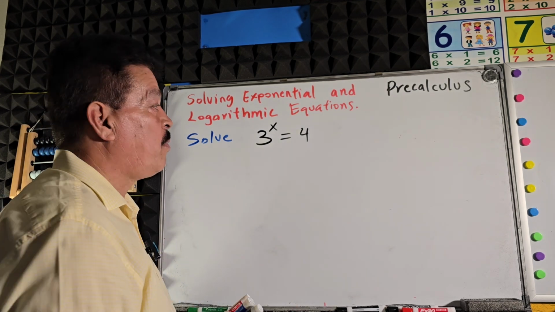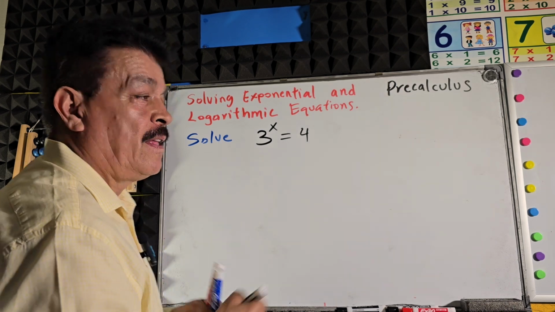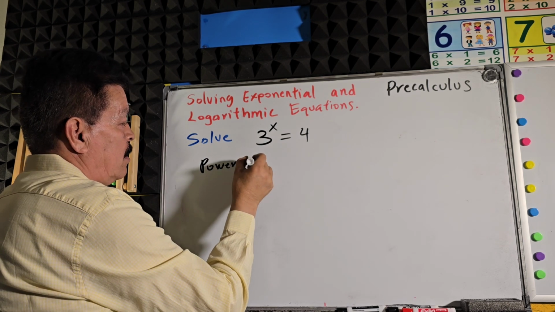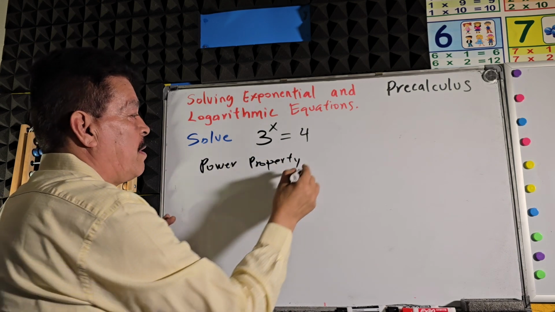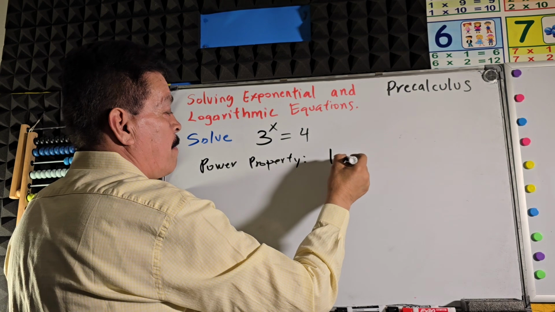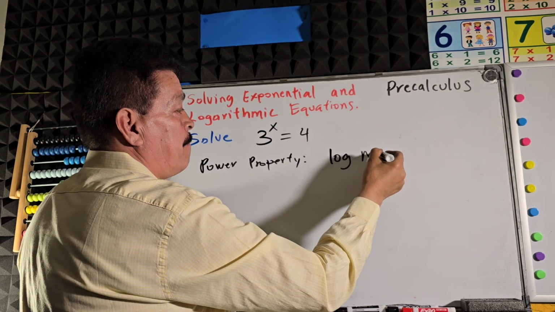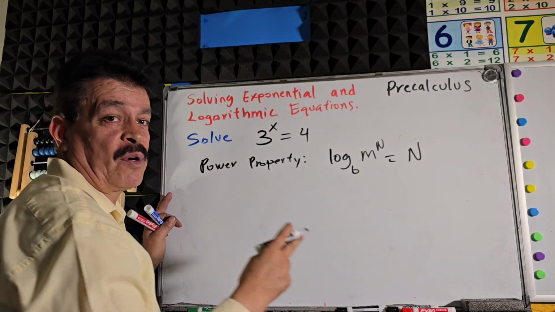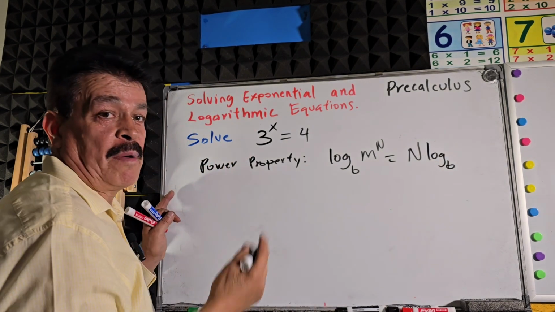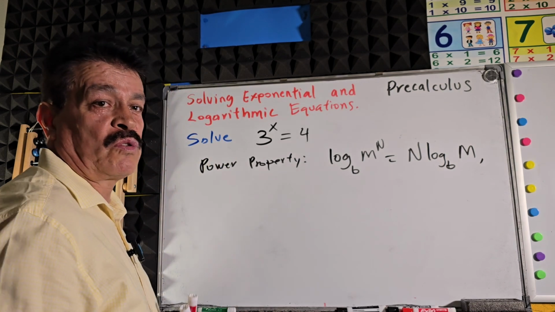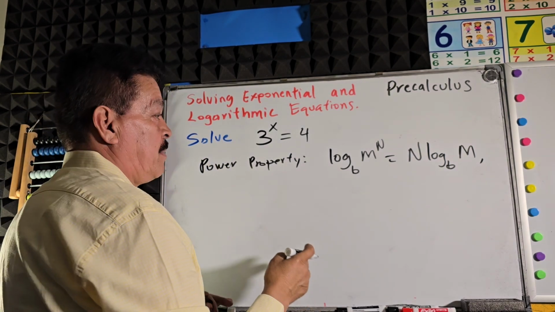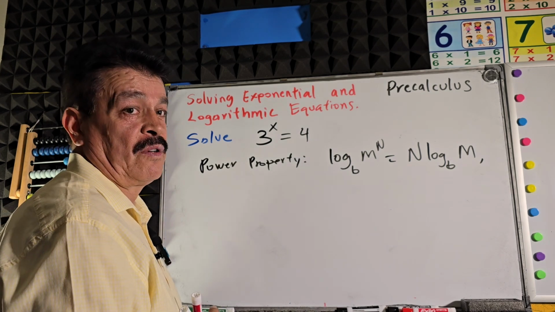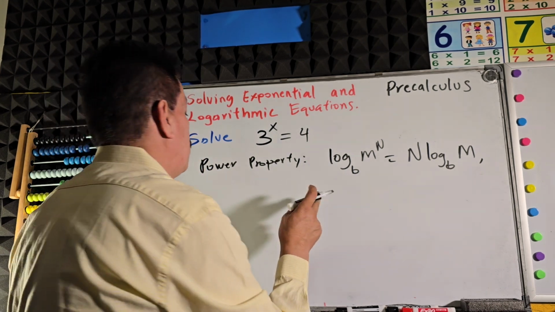We have to remember some properties. Here we have the power property: log base b of m to the n equals n times log base b of m, when m and n are positive and b is positive and different from 1.